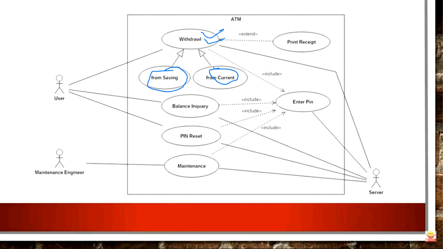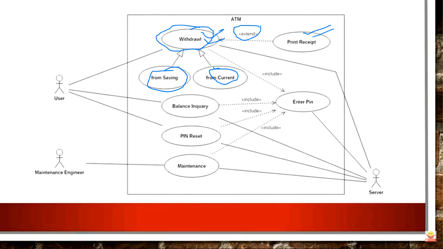Whenever the user is trying to make a withdrawal, you see there is an extend relationship, print receipt. It means every time the user is not printing the receipt. Sometimes he is just seeing his balance on the screen and goes away. Sometimes he needs the printout, so print receipt is there.